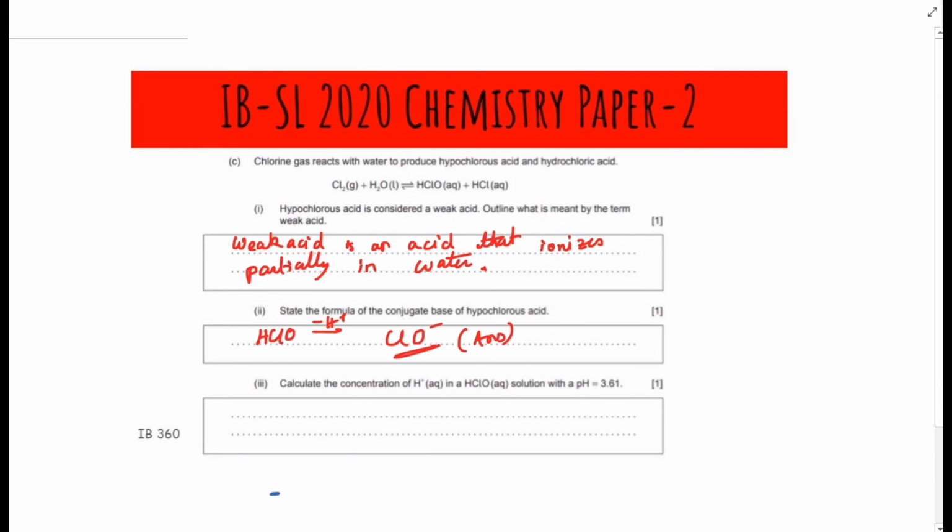Calculate the concentration of H plus in HClO with a pH of 3.61. We know that pH is minus log of H plus ion concentration. This is 3.61. So H plus ion concentration is 10 to the power minus 3.61. When we plug this value in our calculator, what we get is 2.45 times 10 to the power minus 4 mole per dm cube, and this is our final answer.